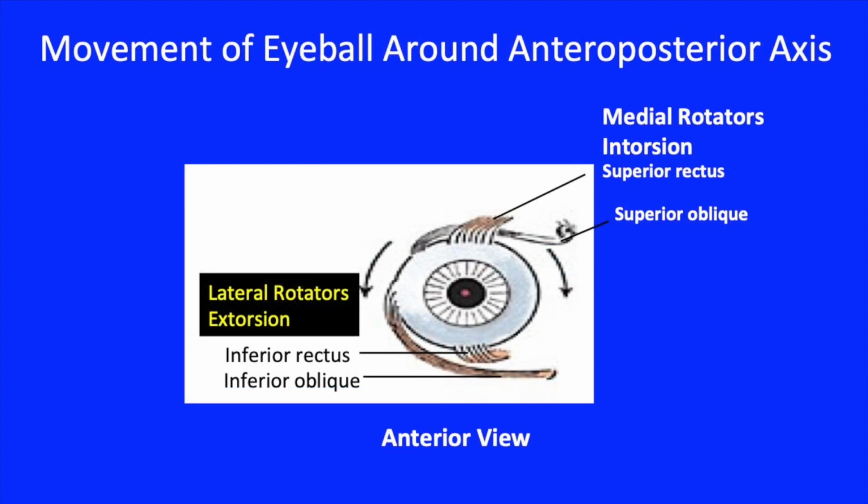Turning to the rotators, the lateral rotators, the ones that cause extorsion, are the inferior rectus and the inferior oblique, whereas the medial rotators, those causing intorsion, are the superior rectus and the superior oblique.